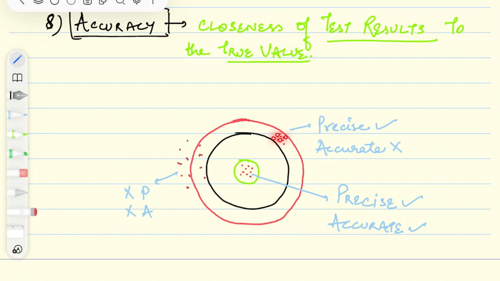Now in this case, the precision is good, but the accuracy is not good. Precision is good because the test results are close to each other, but they are deviated from the true value, so it is not accurate. And in this case, there is no precision and no accuracy because the test results are not close to each other and are far away from the true value.